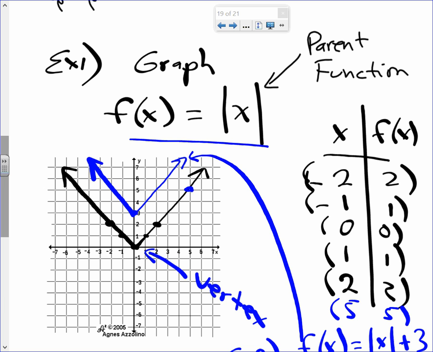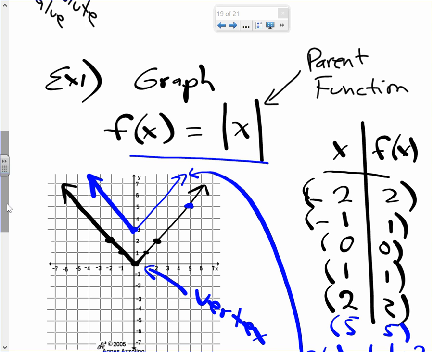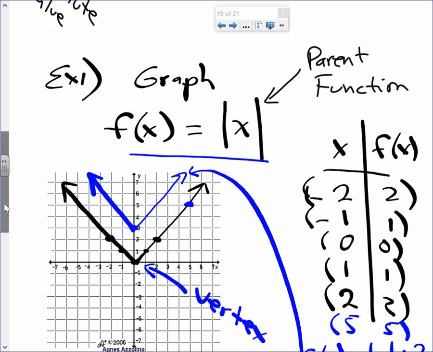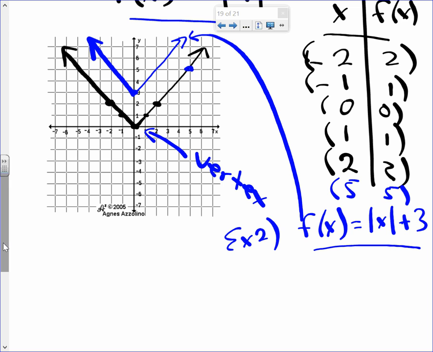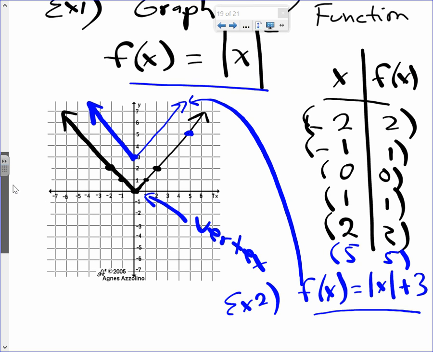Why do you suppose we call it the parent function? Okay, go ahead. All right. You're on the right track. Give me some more. The original, and then this one is what? It's like a child. Exactly, this is a kid. So the parent is the black, the kid is the blue. Let me give you another kid. The parent's going to have another child. Ready?